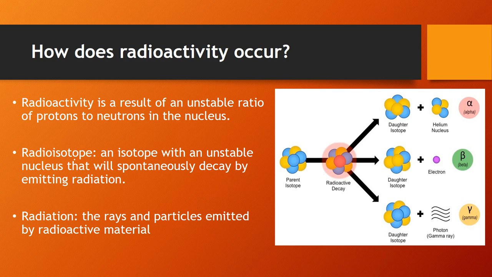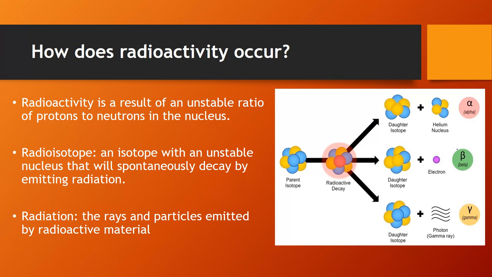Radiation is what's actually released from the nucleus. Here I have an example. You start out with your radioisotope, which we usually call the parent isotope. For some reason it's radioactive, depending on the ratio. When it goes through radioactive decay, it ends in a new nucleus. We call that a daughter isotope. And the radiation is what is actually released and what we detect.